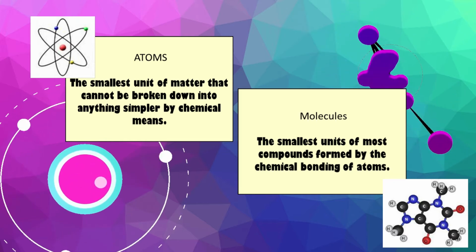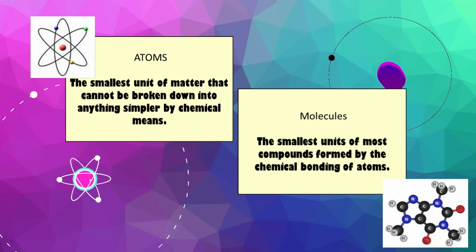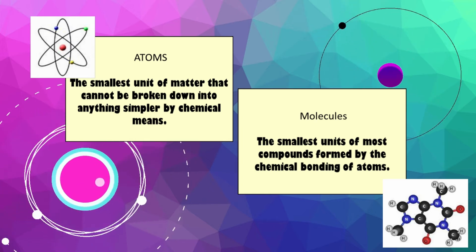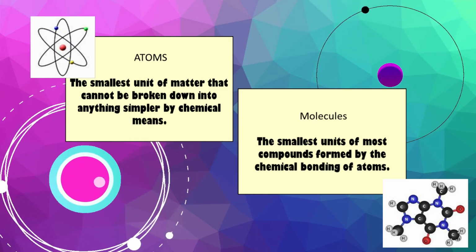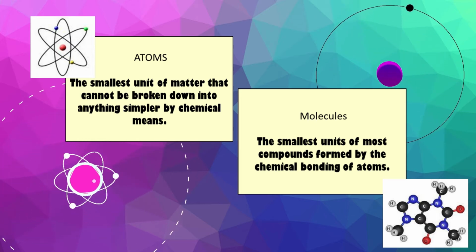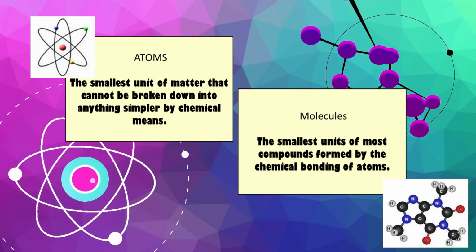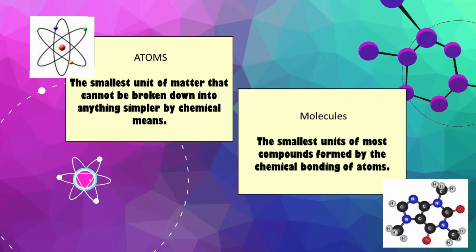But before that, let's have first these atoms and molecules. Atoms are the smallest unit of matter that cannot be broken down into anything simpler by chemical means. And molecules are the smallest units of most compounds formed by chemical bonding of atoms.